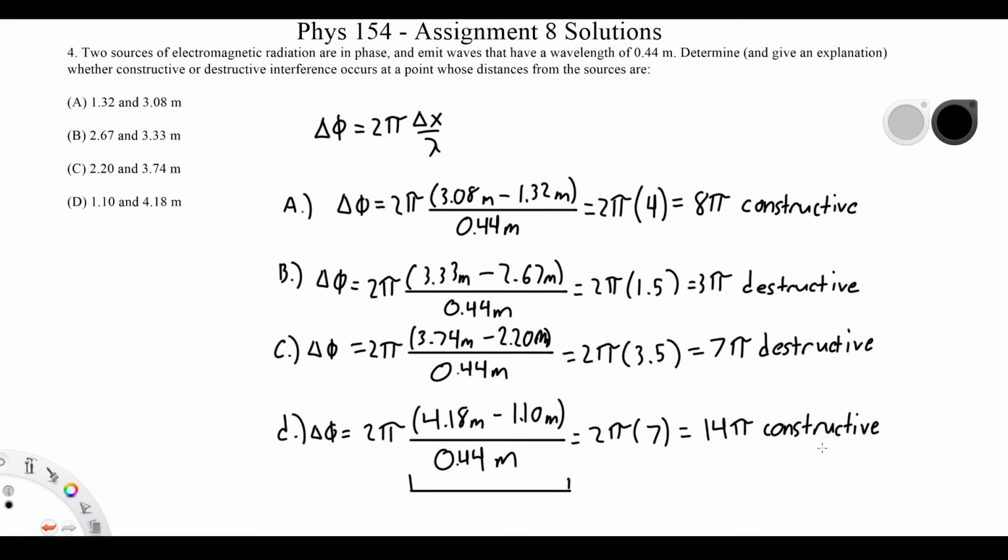But either way, this problem really is as easy as this. And that does it for problem 4.